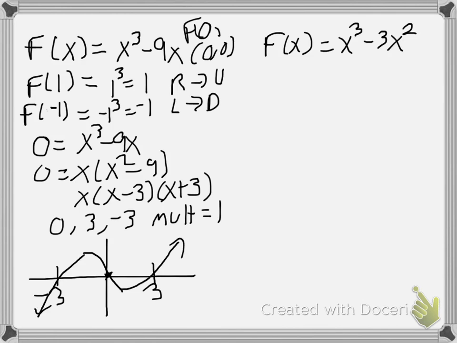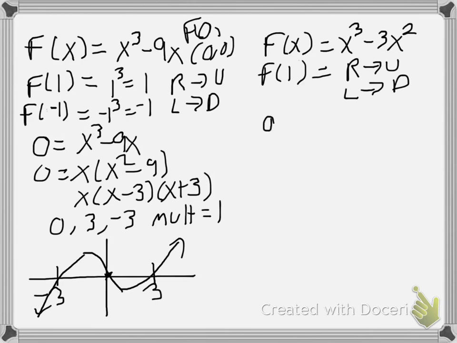That's it. That's all you had to do for that problem, guys. And here's the other problem. f of x equals x cubed minus 3x squared. We've got the exact same x cubed, so I'm going to assume that you can still do the end behavior the same. On the right-hand side we're going up, and on the left-hand side we're going down.